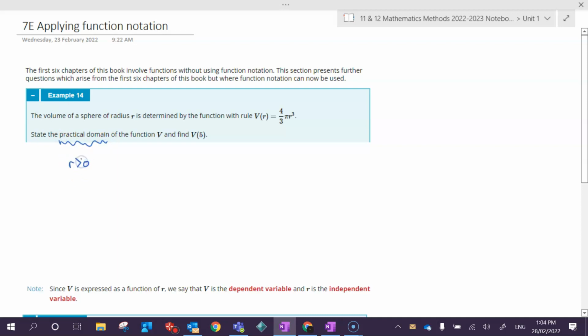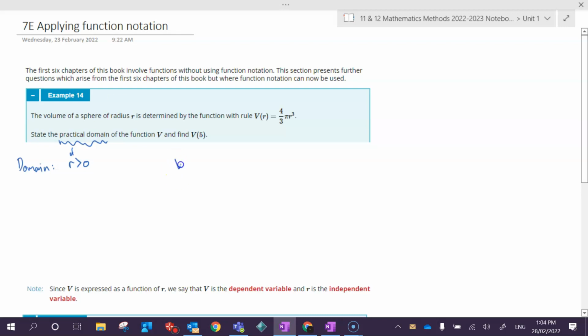r greater than 0, I think, would make sense for me. Do I have a sphere if r is negative? No, that's pretty hard to picture. Do I have a sphere when r is 0? I could probably be happy with that, but I think many people would be upset by that. So we're going to go with a sphere. For it to exist, it must have a radius. So the radius has to be greater than 0. So there's the practical domain.